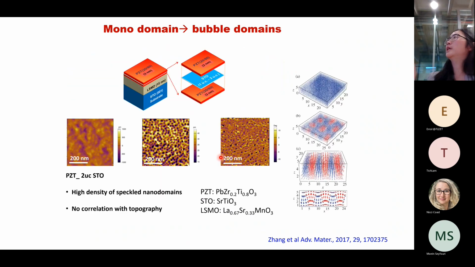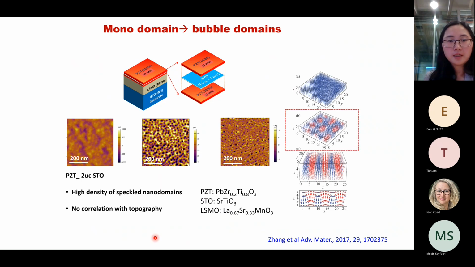What we have done is insert an STO dielectric layer between two PZT layers. What happens here is that this introduces two interfaces at the PZT layer, which get some boundary charges at the interface and introduce a depolarization field in this system. As a result, we were very excited to see that after introducing this STO layer, we can see these nanoscale domains in our film. So it's exactly what happens in the theoretical work.